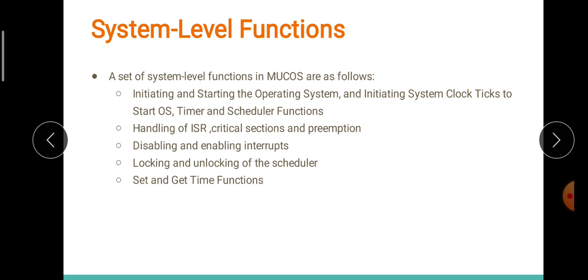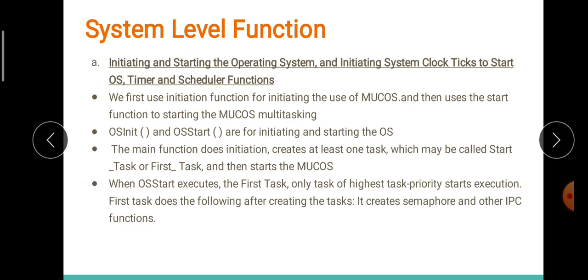In fact, you can see that disabling and enabling interrupts and locking and unlocking the scheduler are the ways by which your operating system can come out of the critical section. All these functions come under the system level functions. We'll have a quick look at the functions that we use for all these tasks. Let's begin with initiating and starting the operating system.